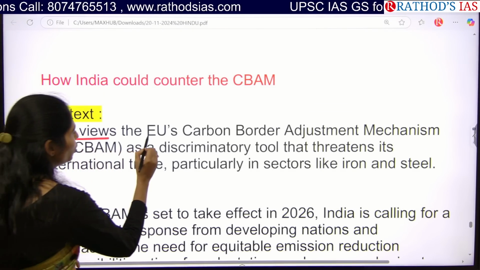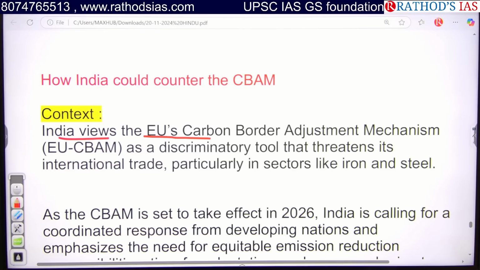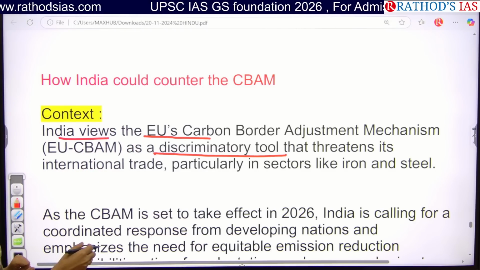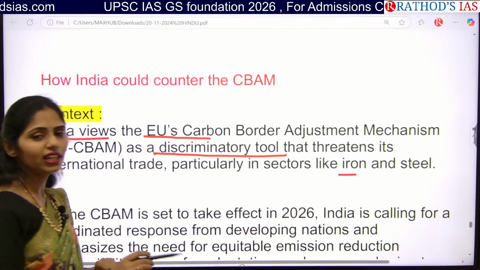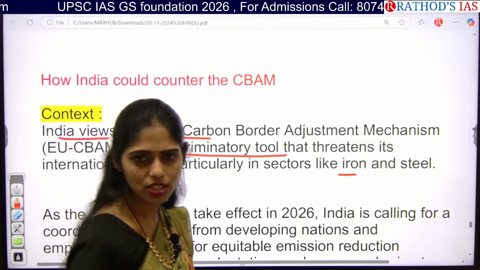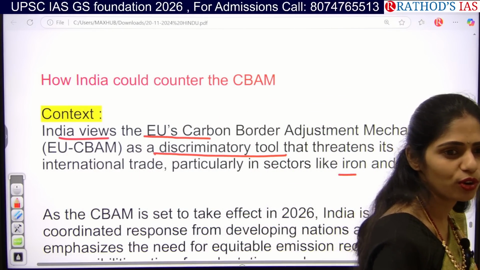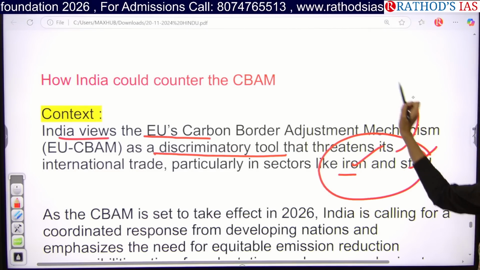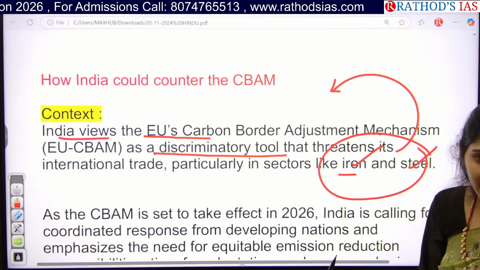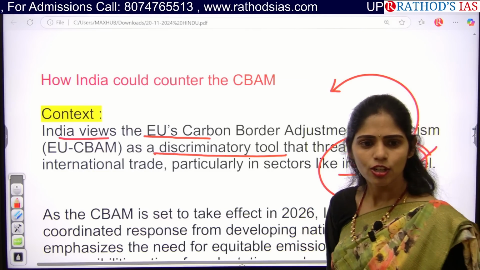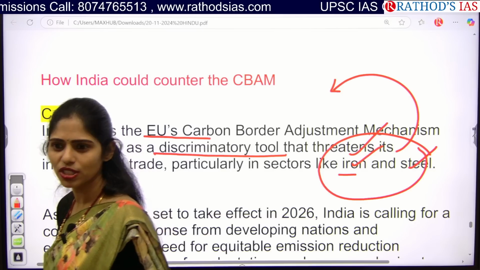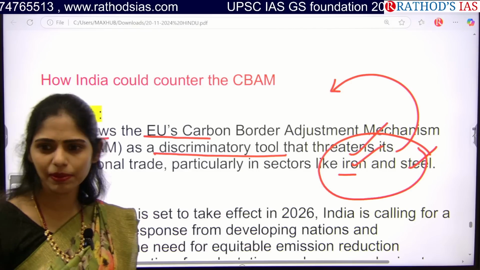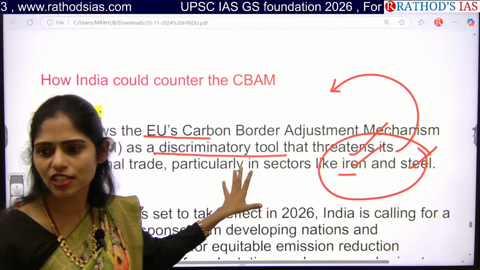India views that the European Union's Carbon Border Adjustment Mechanism, that is CBAM, is a discriminatory tool because it will be threatening the Indian economy, especially sectors like iron and steel where there are high carbon dioxide emissions. There are certain industries which release more carbon dioxide, that is iron and steel. So if we are exporting these iron and steel products to the European Union, obviously there will be higher tax. So these sectors will be affected. These iron and steel industries come under core sectors, right? So obviously if these sectors are affected, the entire economy of our country can collapse. So this is a big cause of concern for India now.